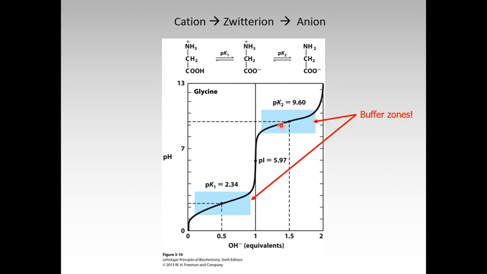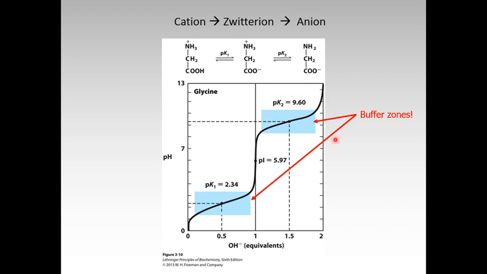The pH at the midpoint of the stage is 9.60, which is equal to the pKa of NH3 plus, or labeled as pK2. The titration is essentially complete at a pH of about 12, at which point the predominant form of glycine is this, which has a negative charge.